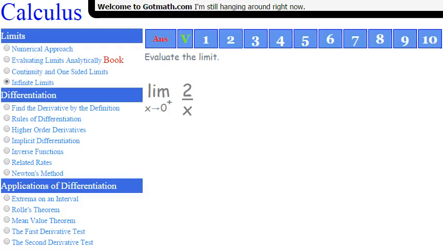What was that again? Limit as x approaches 0 of 2 over x. Okay, got it. I got it. We got the limit as x approaches 0 of 2 over x.